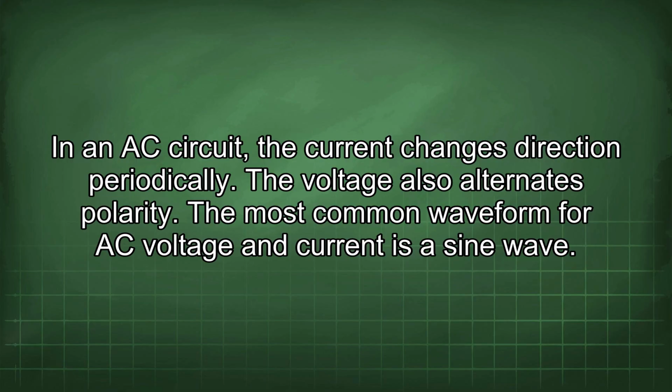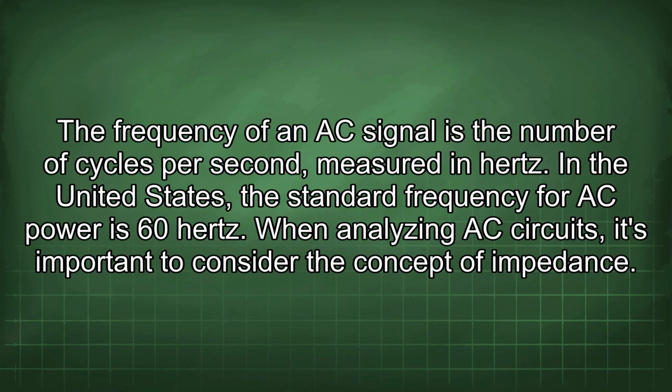The most common waveform for AC voltage and current is a sine wave. The frequency of an AC signal is the number of cycles per second, measured in Hz. In the United States, the standard frequency for AC power is 60 Hz.